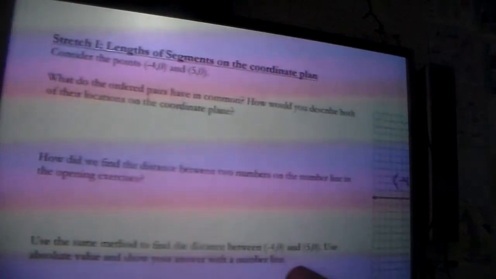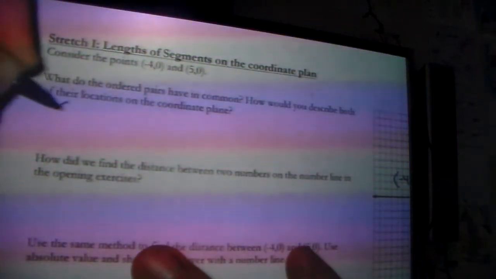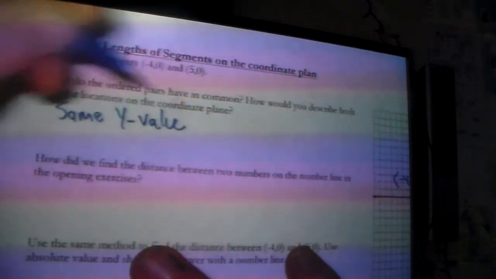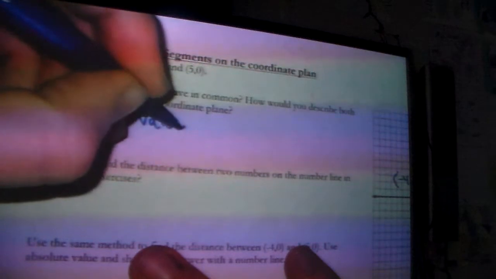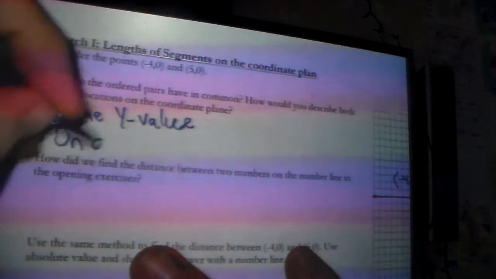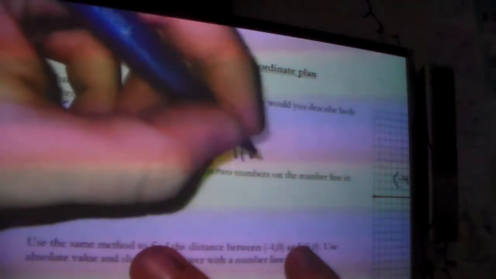All right, so hopefully you've had a chance to try this on your own. It says, what do the ordered pairs have in common? Well, they have the same y coordinate, or the same y value. So how would you describe their locations? They are on a vertical line.